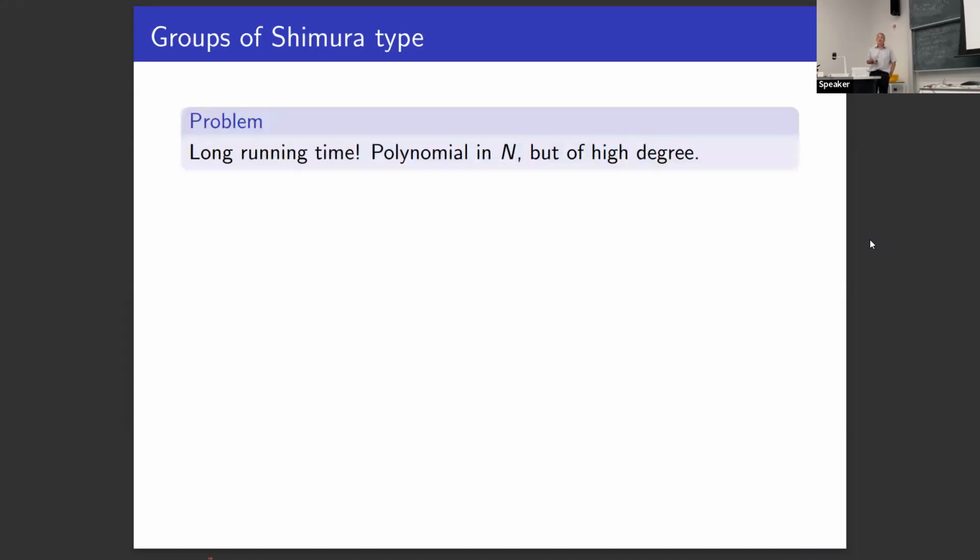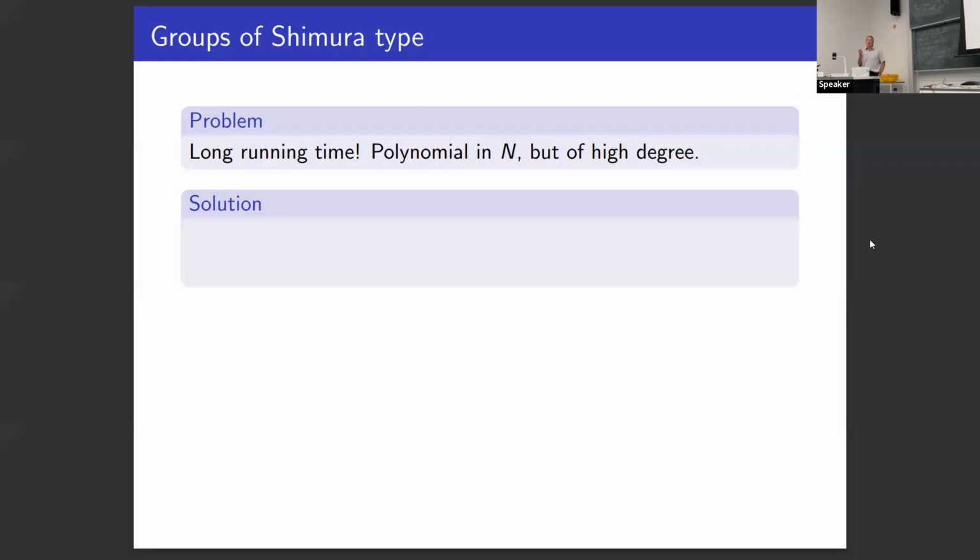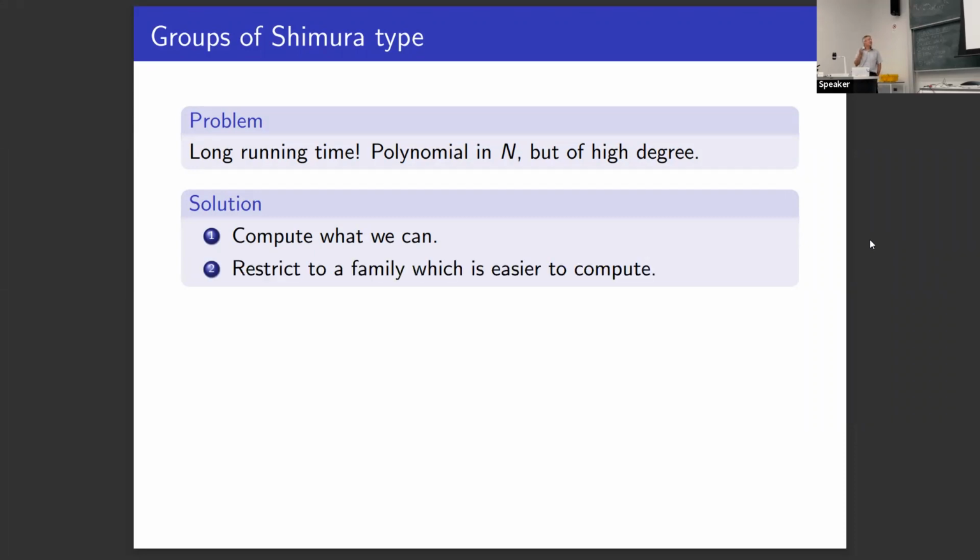Okay, so now we have algorithms to compute models for modular curves, but there's a problem. These algorithms have long running time. Although it's polynomial in n, the exponent is very large, and right now it's not possible to compute all of them, even for low genus such as 6. So there are two ways to get around this. One is just compute what we can. So we did that, computed everything that we can using these algorithms.